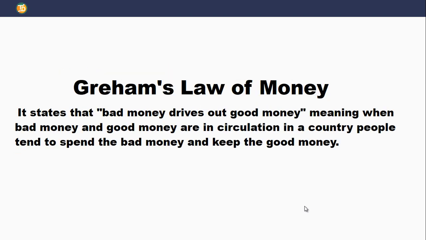So let's look at Gresham's law of money. This is the last aspect of money. The law states that bad money drives out good money. Meaning that when bad money and good money are in circulation in a country, people tend to spend the bad money and keep the good money. Remember, when you have minted money, clean money, and you have some bad money with you, you will feel like spending the bad money. So let it go out of your hand.